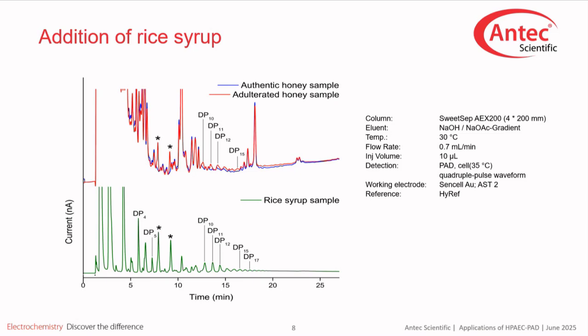So for example, we created an adulterated sample by mixing rice syrup with honey. The original honey is represented in the blue chromatogram, while the adulterated sample appears in red, showing larger peak areas for the components specific to rice syrup. The rice syrup, that's the green chromatogram, and you see that some peaks are highlighted with an asterisk to show what we are focusing on.